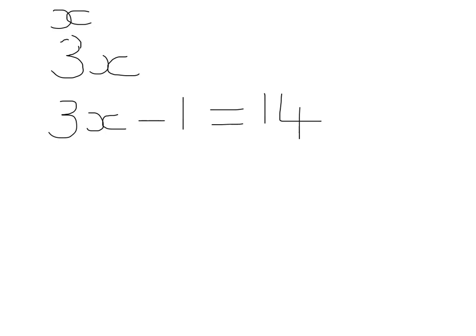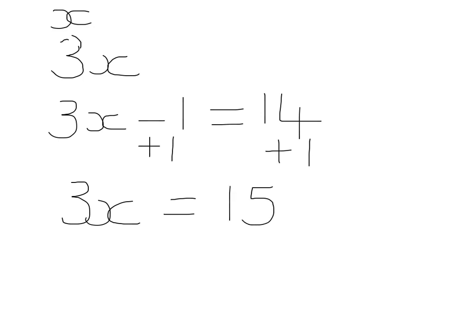Okay, so to solve this equation, the first thing we're going to do, remember we're trying to get x on the left-hand side of the equation and a value on the right. So to just leave 3x on the left-hand side, I need to add 1 to both sides of the equation. So that will leave me with just 3x on the left-hand side, because minus 1 add 1 leaves 0, and then 14 add 1 is 15. So if I divide both sides by 3, I'll be left with just x. x equals 15 divided by 3, which is 5.